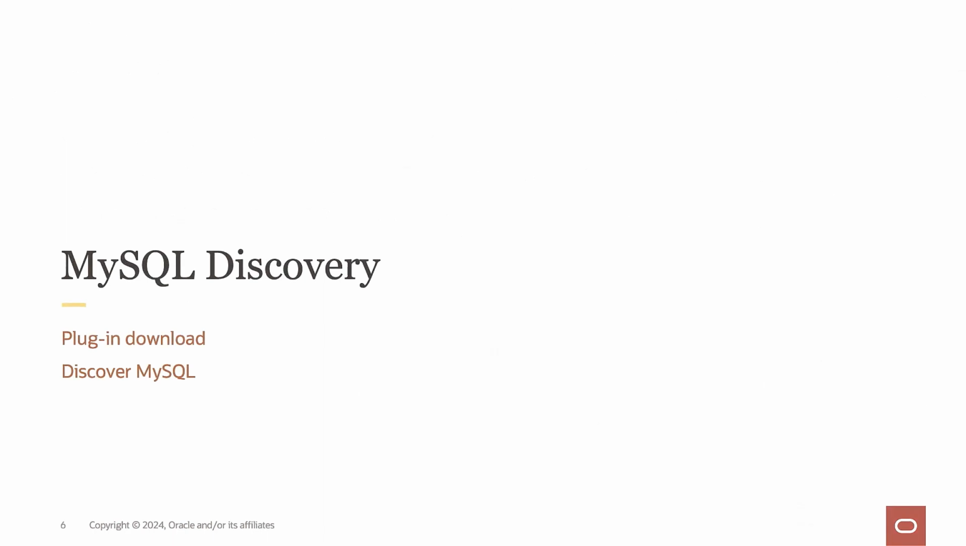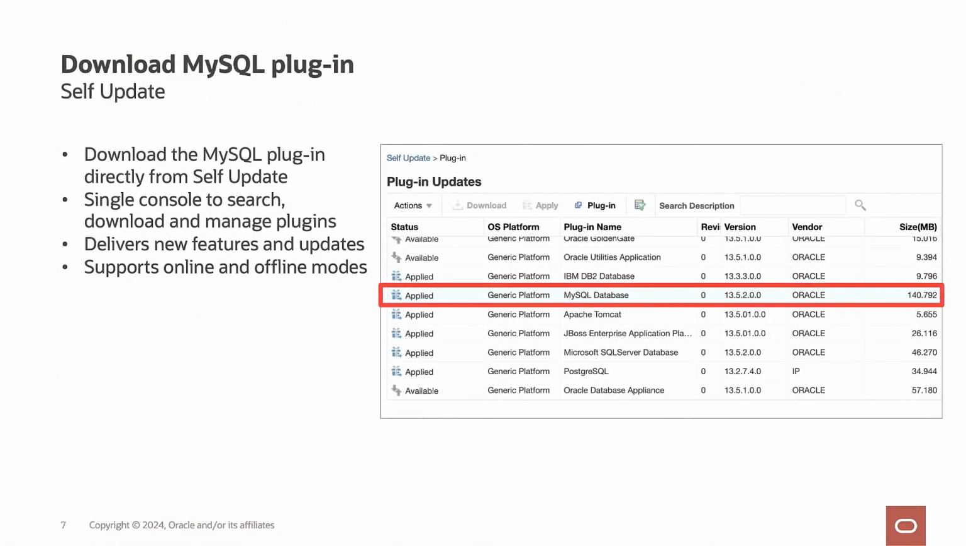Let's begin with MySQL Discovery. I'll first review how to download the MySQL plugin in EM, then I'll discuss how you can discover the MySQL target for monitoring. You can download the MySQL plugin to monitor your MySQL databases from the self-update page in EM. This page is where you can get information on new features available from Oracle, such as whenever a new MySQL plugin is released. You can download the plugin in an online or an offline mode.